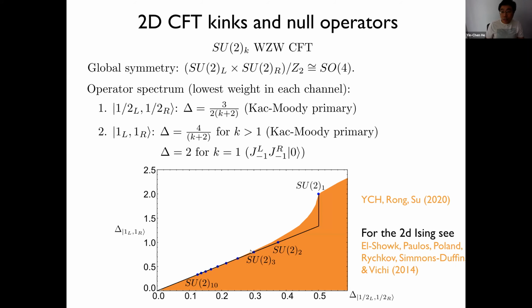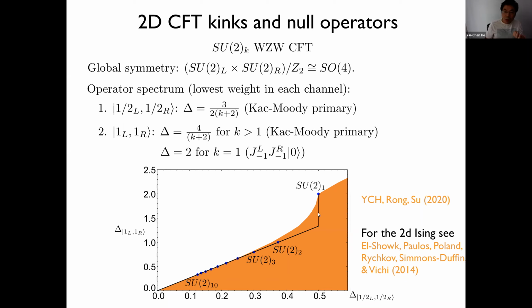And this is what we obtained numerically: the numerical bound is actually saturated by SU(2) level k for k large. And there's a kink with SU(2) level 1 precisely sitting in there. This tells us that the appearance of this kink of SU(2) level 1 is nothing but a null operator appearing in the operator spectrum.